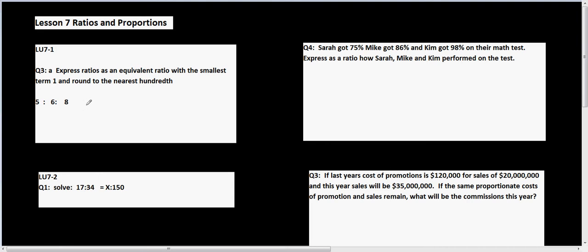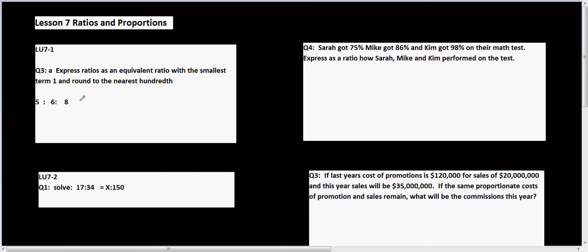So let's look at our first example. If we have to express the ratios as an equivalent ratio with the smallest term 1 and we round to the nearest 100th, what does this mean? It means we're going to take the smallest number of these three and convert that to 1. Then we're going to look at the other two numbers and see how they relate to 1.